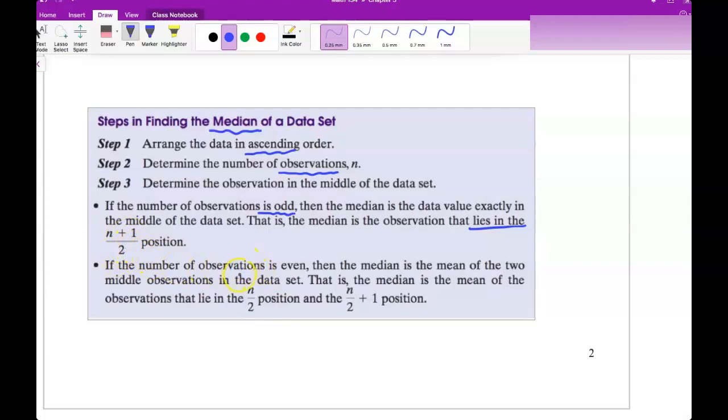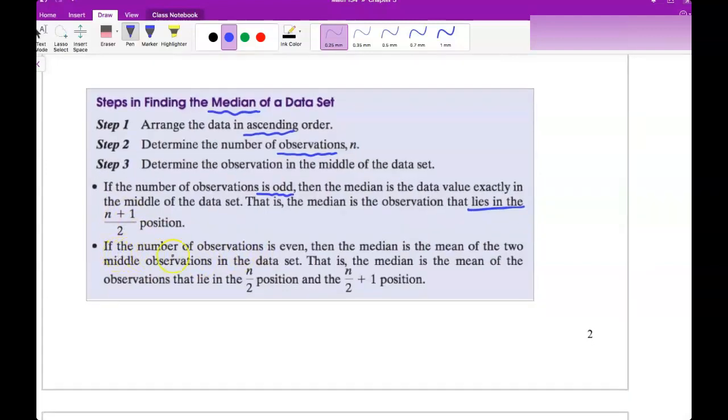We're going to have examples. The next one, if the number of observations is even, then the median is the mean of the two middle observations. And here is the position of our median: the mean of the observations that lie in the n divided by 2 position and the n divided by 2 plus 1 position.